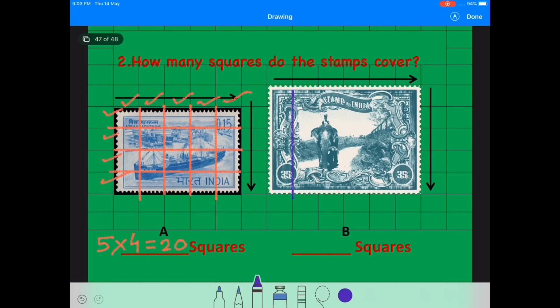Let us draw lines on stamp B. Let us count the squares. 1, 2, 3, 4, 5, 6. Another side: 1, 2, 3, 4, 5. So 6 into 5 is equal to 30 squares.